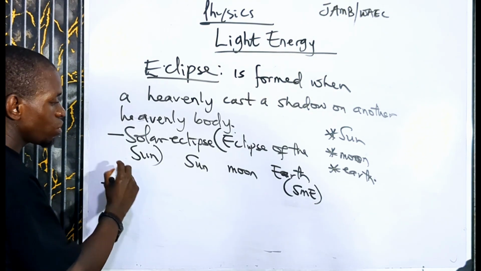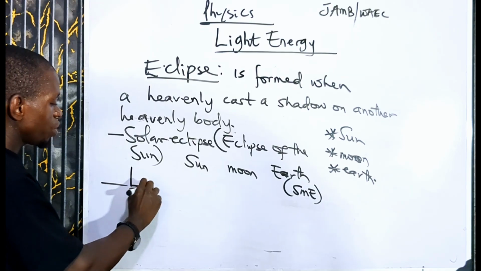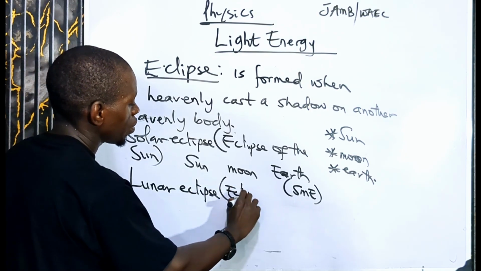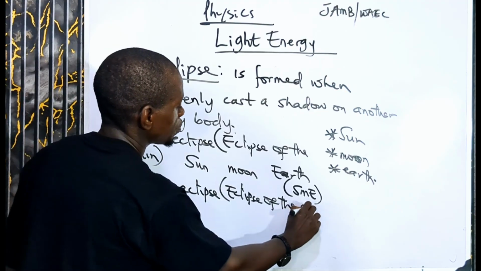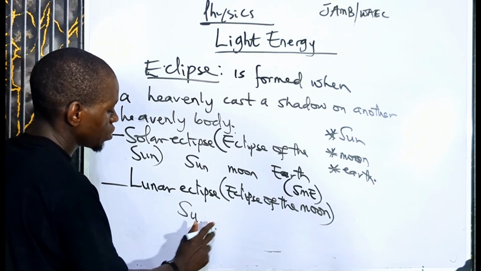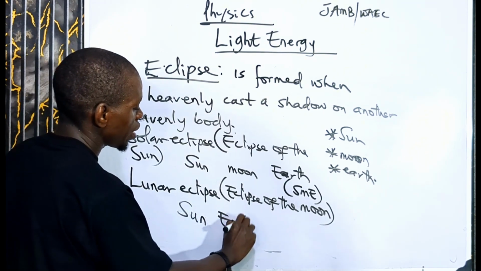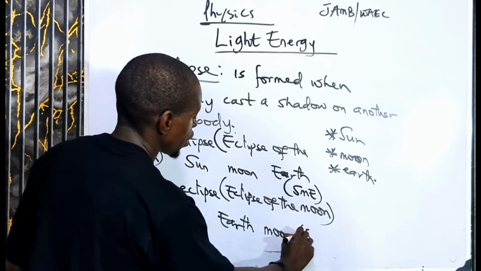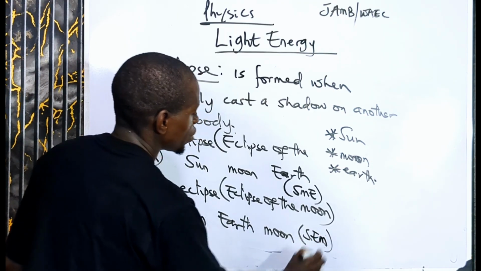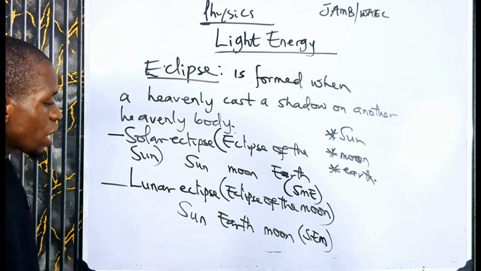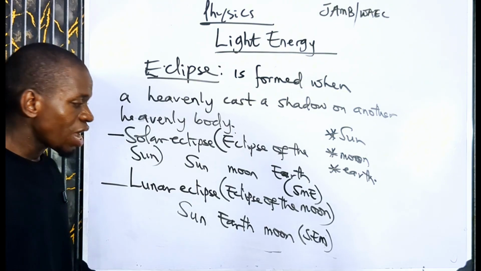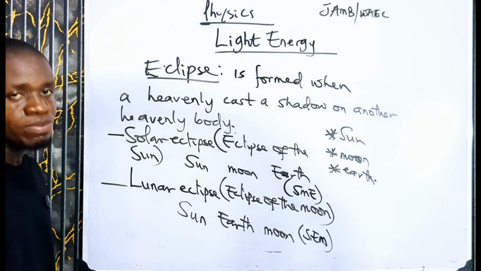The other one we have is the lunar eclipse, or eclipse of the moon. Under eclipse of the moon, what are we going to have? We are going to have sun, earth, and moon. Whenever you have something like SEM, what do you call it? Lunar eclipse. So SME is your solar eclipse, and SEM is your lunar eclipse.